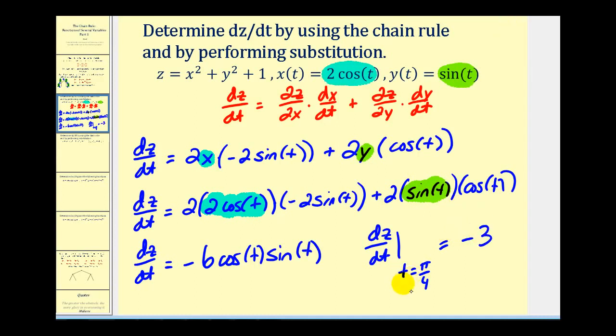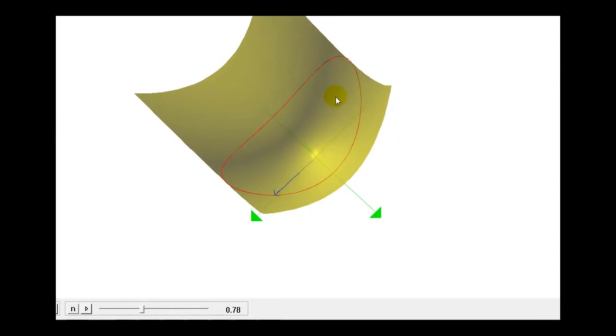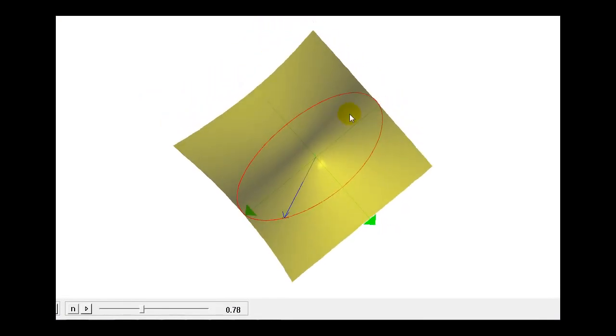Now the reason I wanted to do this is because you could think of dz/dt as measuring the change in the height with respect to the change in time at t equals pi over 4 on the surface generated by this function. And you could think of x of t and y of t as the path in the xy-plane the particle is taking. Let's take a look at this. In yellow we have the surface generated by the function, and if I angle this correctly you can see the elliptical path of the particle on the surface given by x equals 2 cosine t and y equals sine t. It's an ellipse.